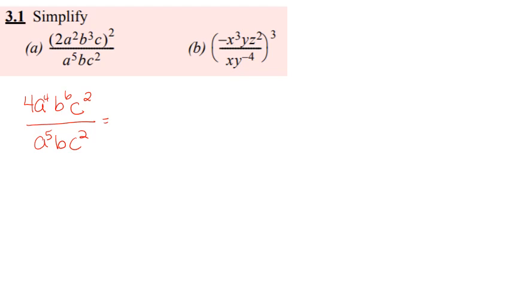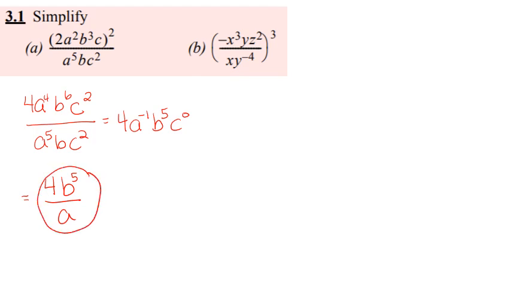I'm going to subtract the exponents, so I'll get 4, a to the negative 1, b to the 5th, and c to the 0. 4 will stay in the numerator, b will stay in the numerator, a moves to the denominator, and the c goes away because c to the 0 power is 1.